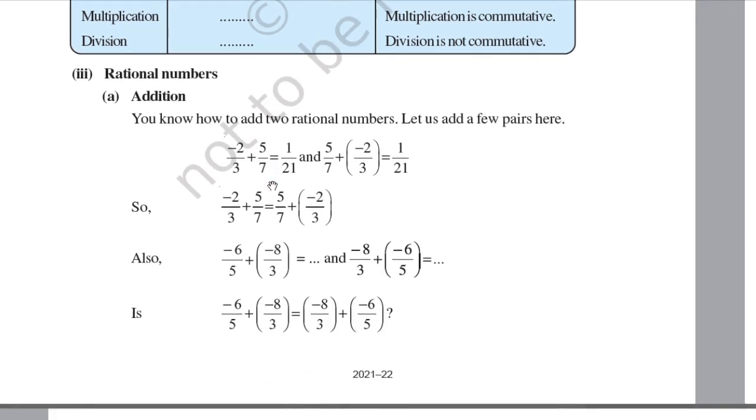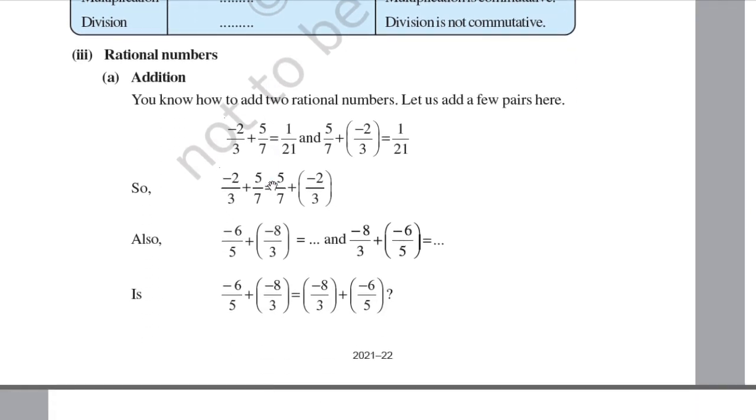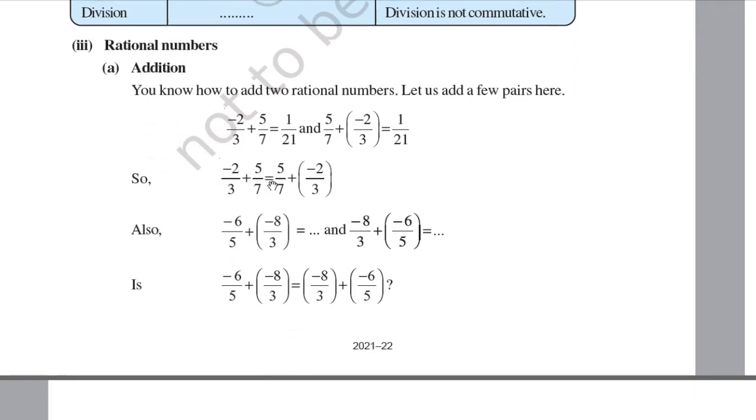Now rational numbers. Addition, you know how to add two rational numbers. Let us add a few pairs here. So you can see here minus 2 upon 3 plus 5 upon 7 is equal to 1 by 21, and 5 upon 7 plus minus 2 upon 3, we are just doing the opposite here, is equal to 1 by 21. So minus 2 by 3 plus 5 by 7 is equal to 5 by 7 plus minus 2 by 3. Minus 6 upon 5 plus minus 8 upon 5, here the answer you have to find out, and here also you can see minus 8 upon 3 plus minus 6 upon 5.